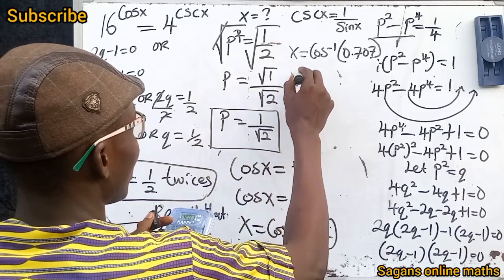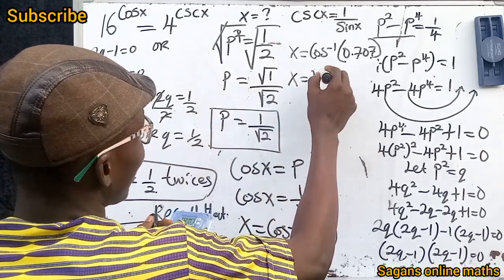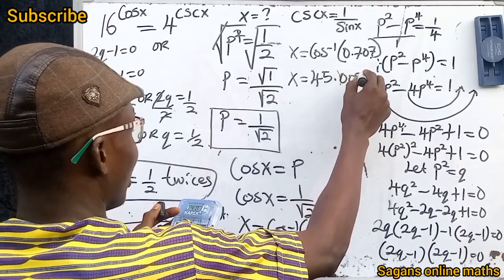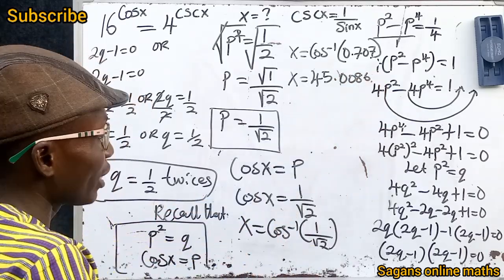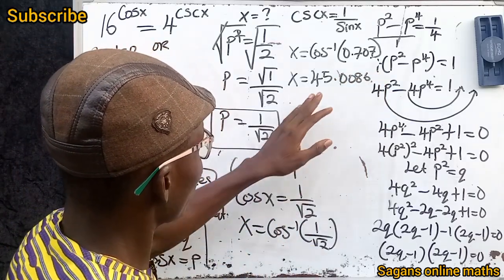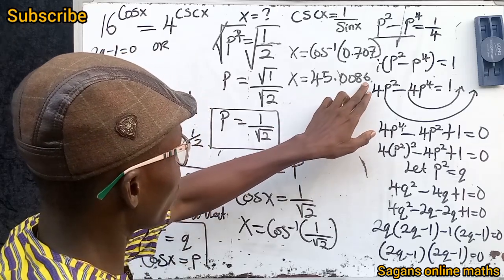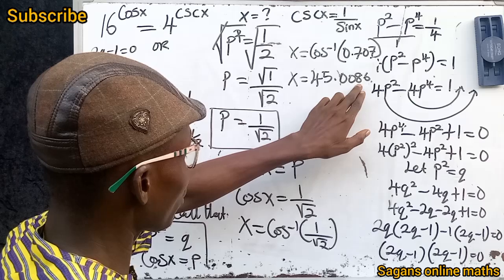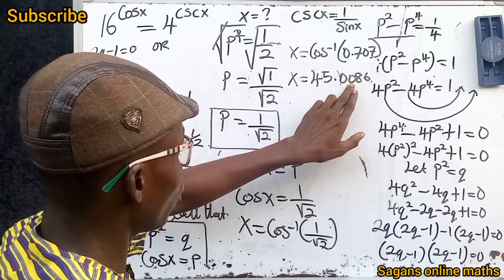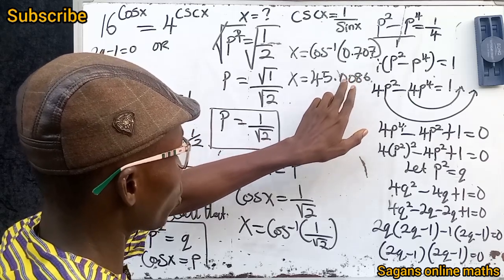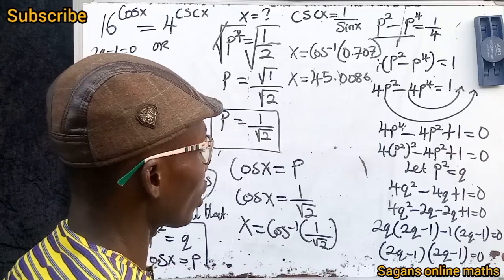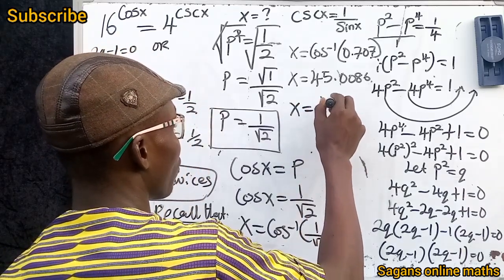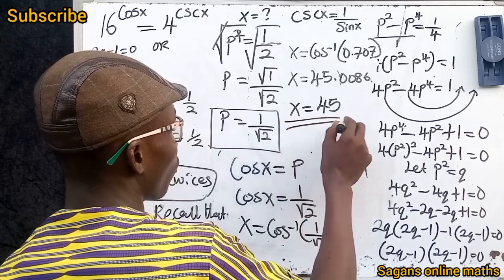My answer is that x is equal to 45.0086. Now to the nearest whole number, if I send 1 from this 6 to this, it will be 9, and if I send 1 from this 9 to here, it will be 1. But 1 cannot be sent to here, right? 1 is already descending. So to the nearest whole number, x is equal to 45. And this is the value of x.